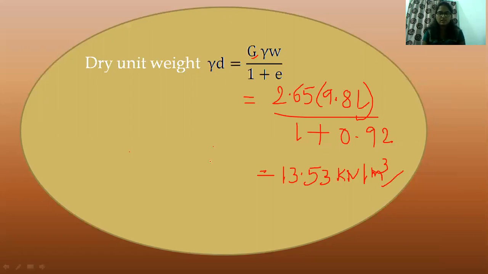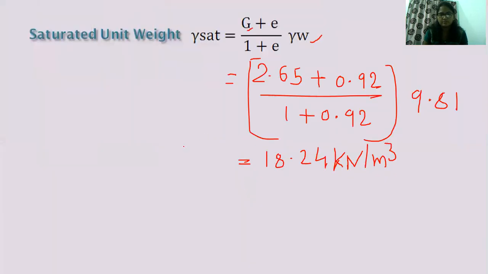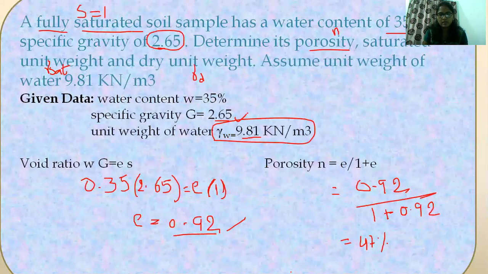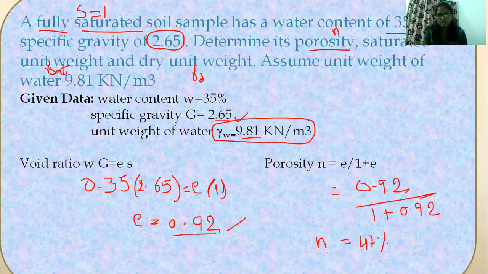In density, the units is kilonewton per meter cube. Without fail, in all equations, in problems, surely we can write units. SI units, surely we can mention. Gamma sat is equal to 18.24 kilonewton per meter cube and porosity N is equal to 47%. This is the main you can find out from the equation.